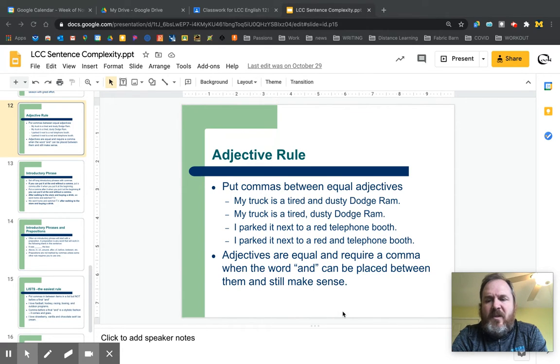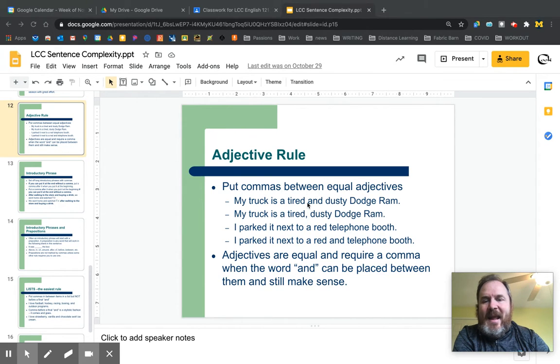So remember, these are all comma rules. So you want to put commas between equal adjectives. Adjectives describe nouns. So I look at a sentence like, my truck is a tired and dusty Dodge Ram. Both tired and dusty describe the Dodge Ram.